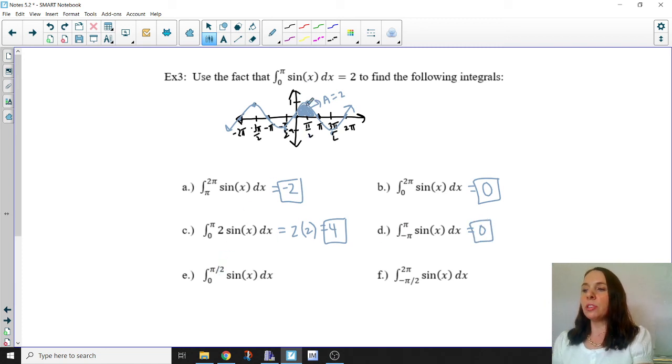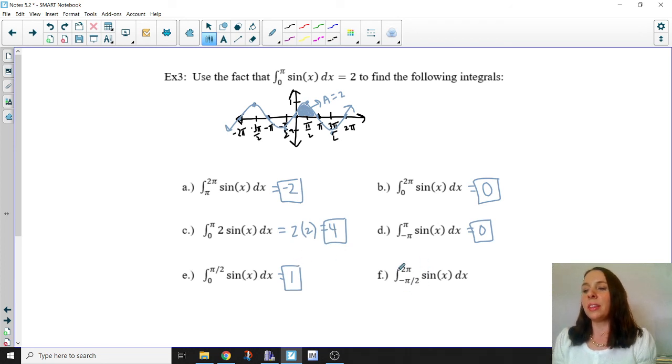0 to pi over 2. What's that? Well, that is just half of the shape, so the answer is 1. Now, you have to be careful. You cannot always assume that half of an interval is going to be half of the integral answer. However, because there is this line of symmetry at pi over 2 and you have the same area on each side, you can take half of your answer there.